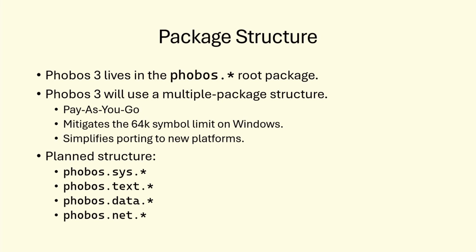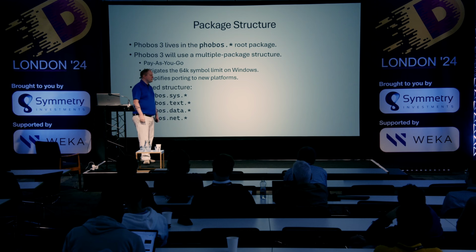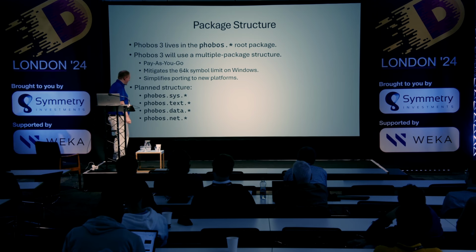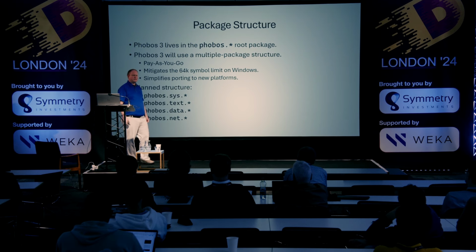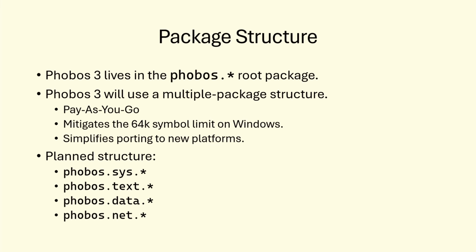The other thing that ended up kind of coming out of this discussion is we said, okay, people struggle to port Phobos to new platforms, such that everyone I've talked to who tried it said, yeah, we just don't bother. Well, what if we were to say the only one that you have to port is Phobos.sys? And Phobos.sys is going to end up including most of the stuff that you're familiar with. Text, data, and net are pretty much what they sound like. Phobos.text is going to be where things like your byDchar and byWchar live. Data is things like CSV, JSON, and then net is sockets, and there's like a URI.